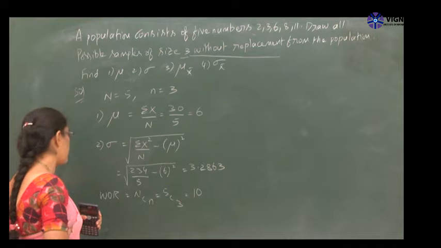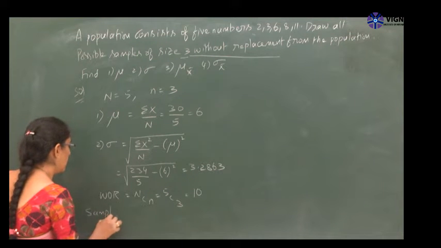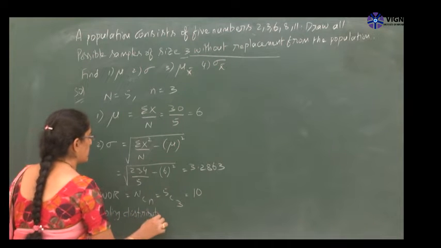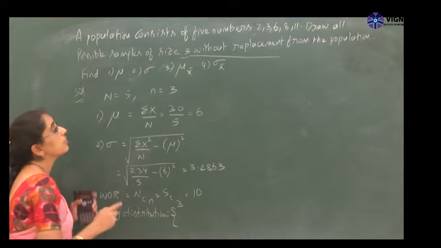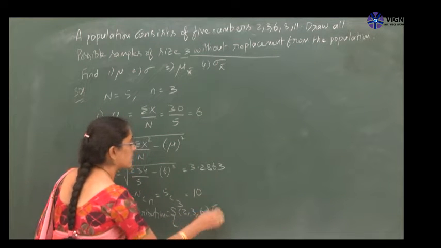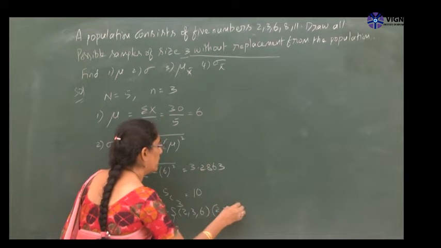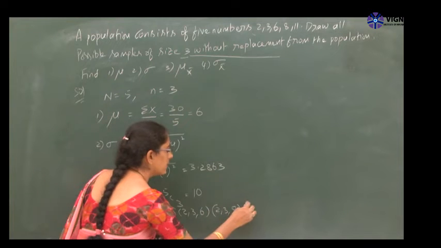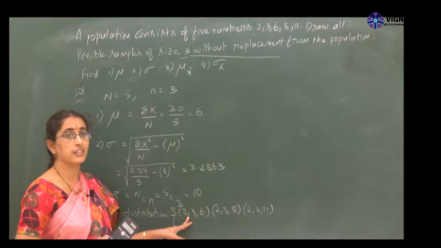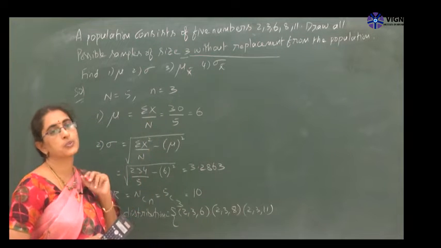So what is the sampling distribution here if we see? The sampling distribution without replacement is here. 2, 3, 6 is one sample. Size 3 means 3 elements we have to consider. Then 2, 3, 8 is one sample. Then 2, 3, 11. That means from the first element and the second element, the combinations are completed: 2, 3, 6, 2, 3, 8, 2, 3, 11.